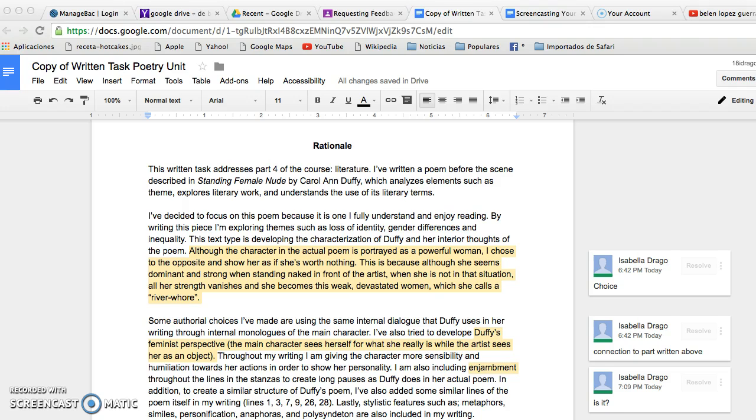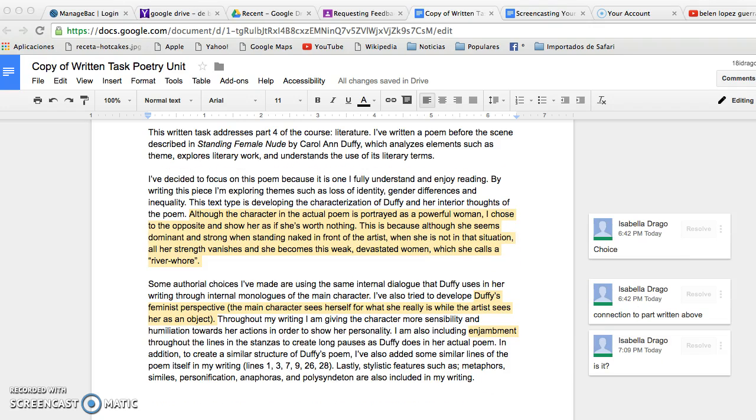But in this case, I wanted to show the opposite, and I wanted to show her as a weak, devastated woman, as I mentioned in my rationale, because I feel that when she's not in this situation, all her strength vanishes, and she becomes this river whore, as I describe her, as Duffy also describes her in the poem. So I don't know if the way I explain it in my rationale is clear.